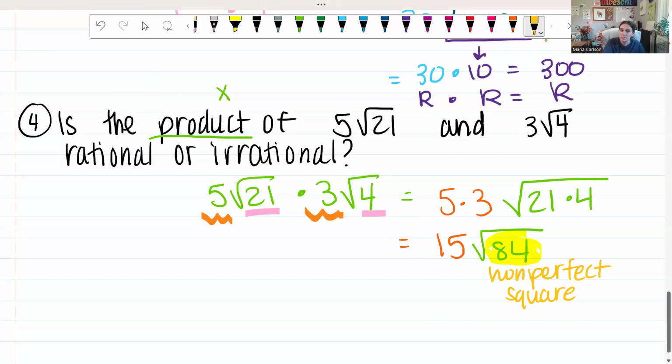The other way you could have done this is notice that in 3 square root of 4, the square root of 4 is 2. So instead of 5 square root of 21 times 3 square root of 4, I could have had 3 times 2, and 3 times 2 gives me 6. So I have 5 square root of 21 times 6. And we have here an irrational number times a rational number. So that's going to be irrational overall.